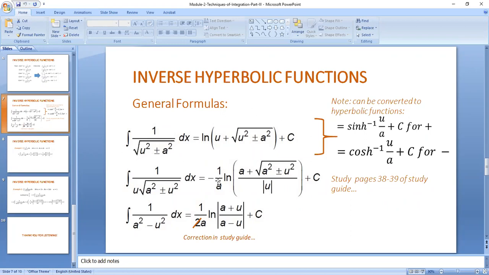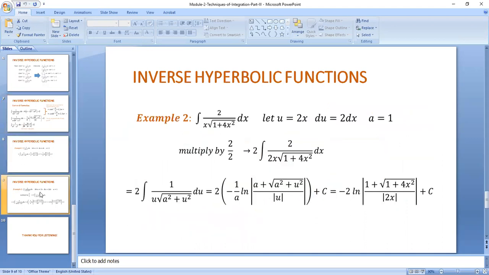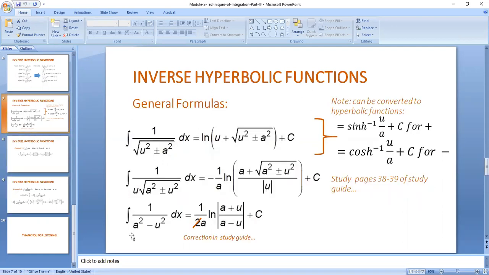Okay? If you use the ln, so you have the ln of u, which is 2x, plus the square root of 2x squared, which is 4x, plus 1, plus c. That is if we have u squared. Is it a u squared plus 1 or a squared plus 1? Let me check. Okay, so it's a 1. So it starts with a constant. So if it's a constant, it would be this formula that we're going to use, class.